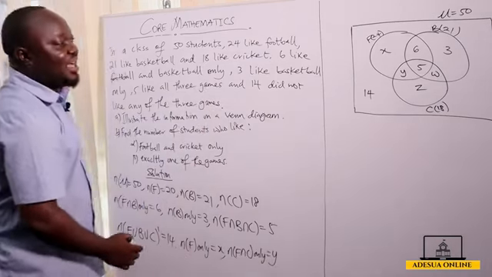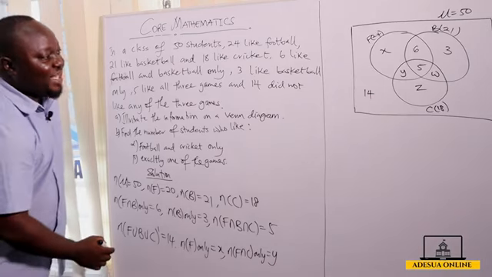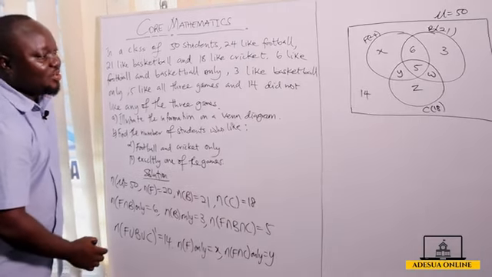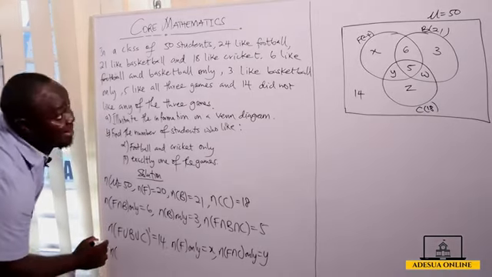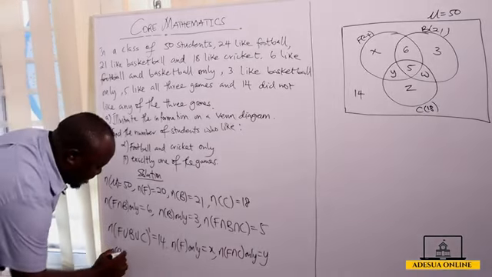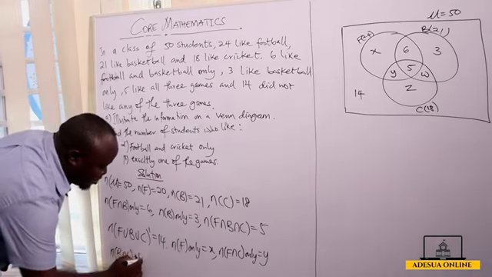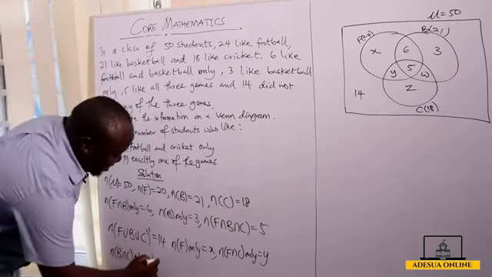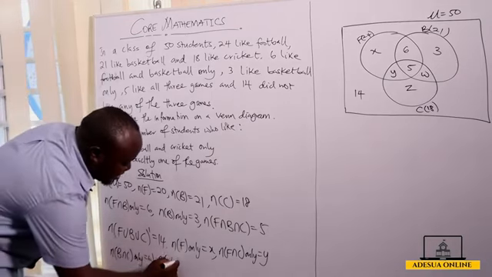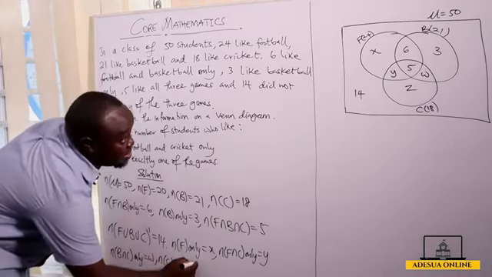And then we shall have students who like basketball and cricket only to be W. So the number of students who like basketball and cricket only is W. And the last one, we have cricket only. The number of students who like cricket only is equal to Z.